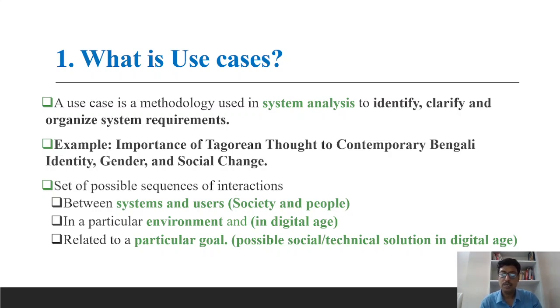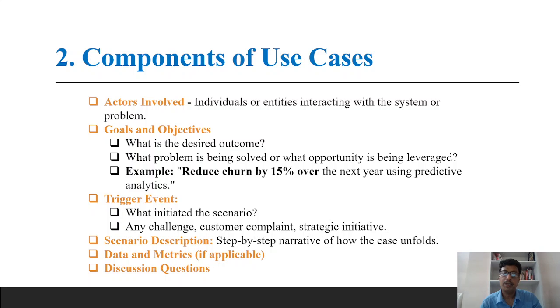Before going into the use case, let us see the essential components in developing use cases. First of all, you need to have an actor involved. You need to identify who the actors involved in these use cases are. In our case, it is the society, Bengali society, and the people who are living in that society. What is the objective of this case? The objective is basically how Tagorean thoughts can be used for some societal problems, and again I emphasize this use case is for literature students.